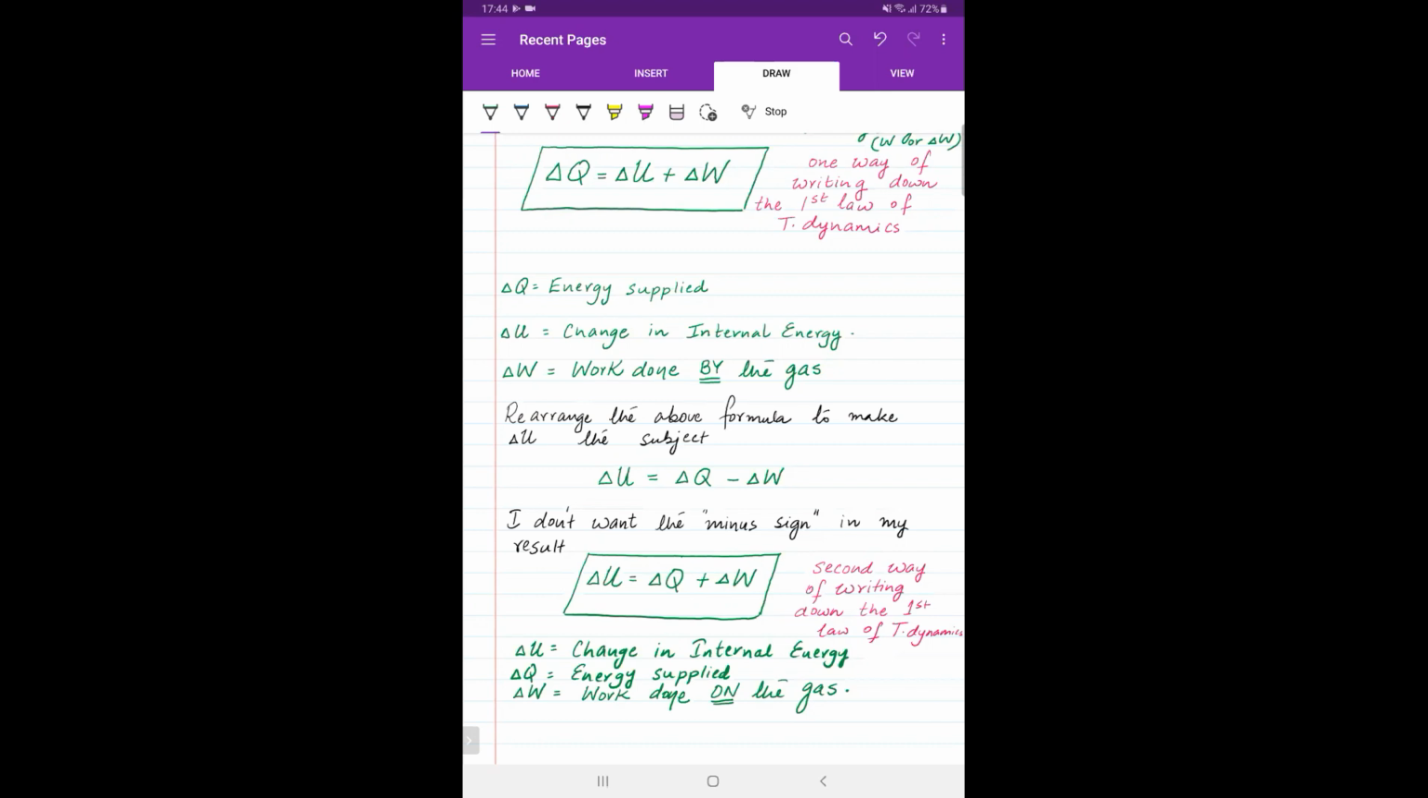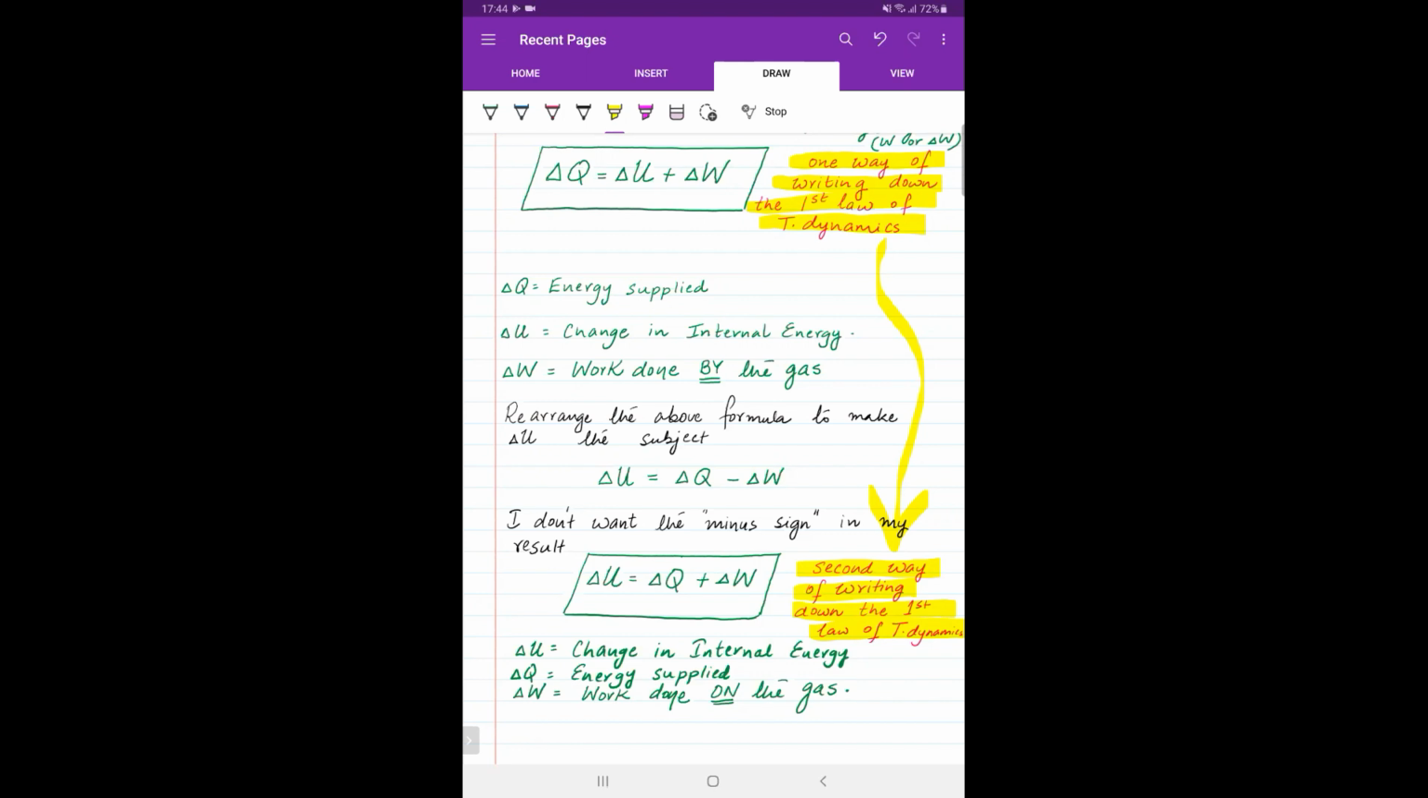ठीक है, I'm sure you would agree कि ये दो अलग अलग फॉर्मूलाज नहीं हैं, which is why मैंने फॉर्मूले के साथ ये लिखा है. This is one way of writing down the first law of thermodynamics, और आगे लिखा है कि this is the second way of writing down the same first law of thermodynamics. So do recognize and appreciate कि these are not two different results. Rather it's the same result जिसको मैंने rearrange करके रखा है.